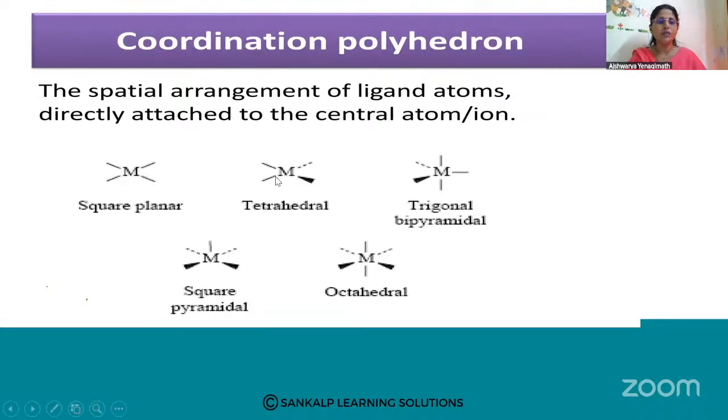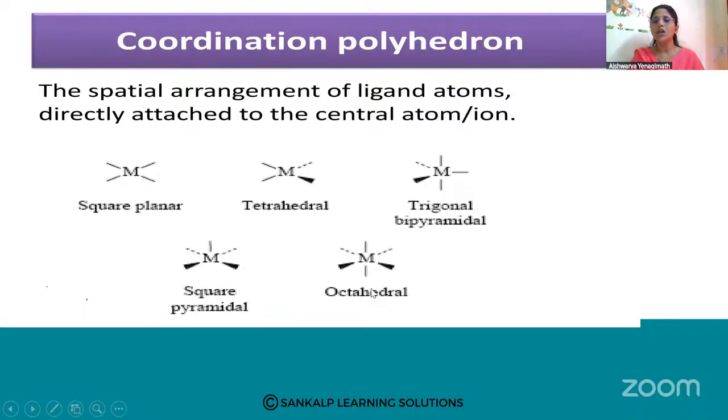So you can see here, in the first case, 4 ligands are there around the metal atom. So the coordination polyhedron is square planar. Then you have tetrahedral arrangement for 4 again. The coordination number is 4 again here. Then you have trigonal bipyramidal for coordination number 5, or square pyramidal for coordination number 5.